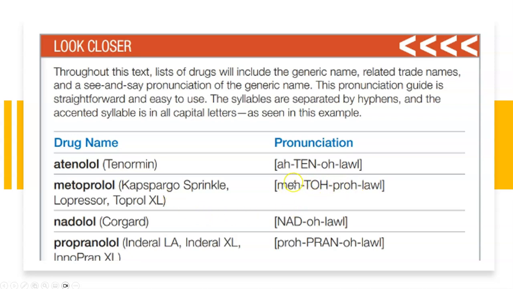Now, when we look at this, metoprolol, it's giving us pronunciation guides. Atenolol, nadolol, propranolol. All of these are beta blockers, and beta blockers end in OLOL. So, identifying the group that the drug falls into, that's called a classification, we can sometimes use part of that drug name to help us identify the drug class. Once we do that, we then know some things about the drug.